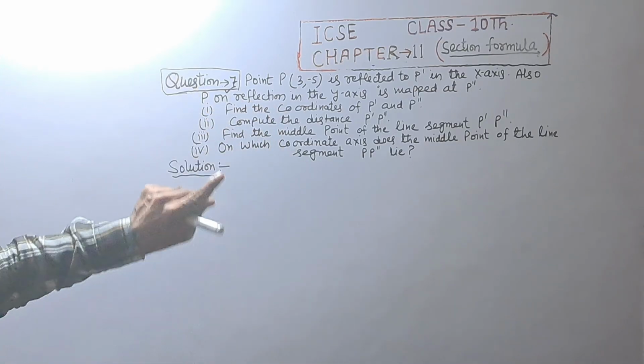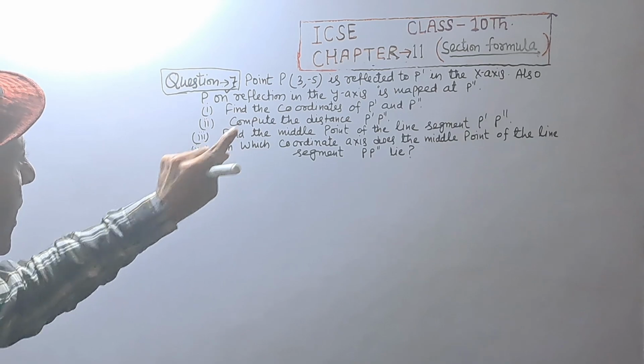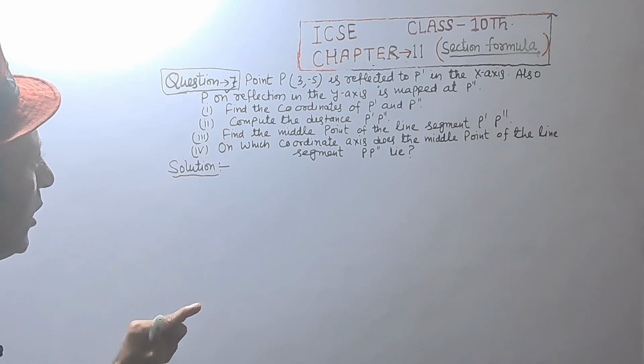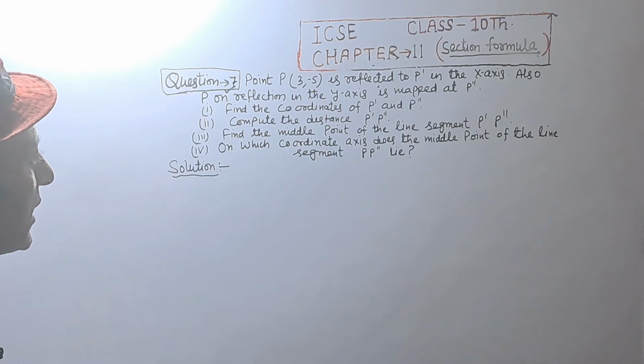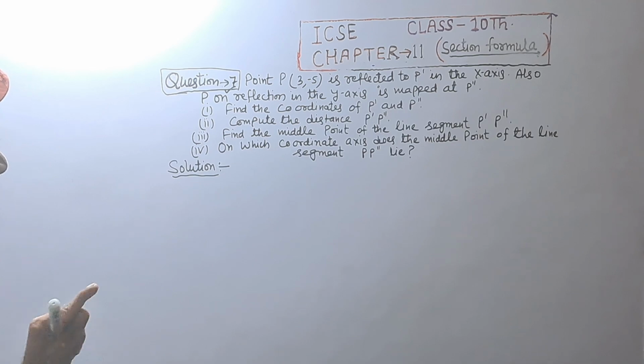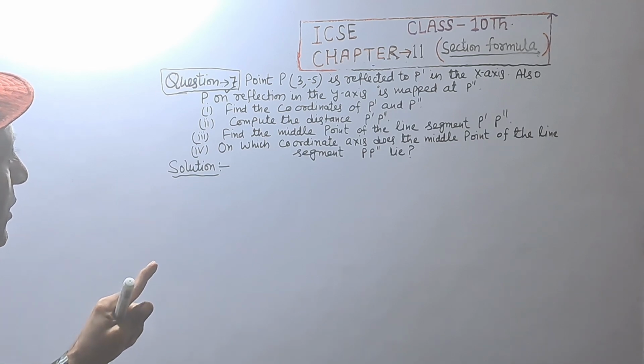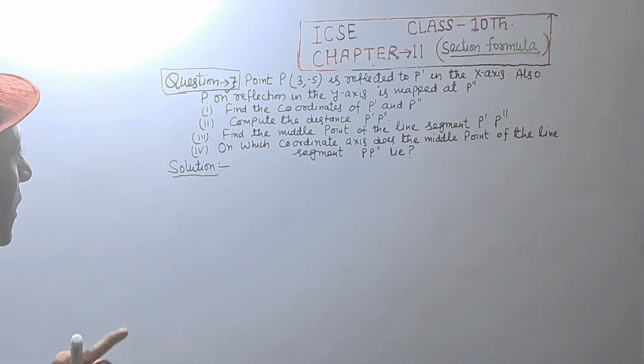Question number 7. Point P (3, -5) is reflected to P dash in the x-axis. Also, P on reflection in the y-axis is mapped at P double dash. Find the coordinates of P dash and P double dash.